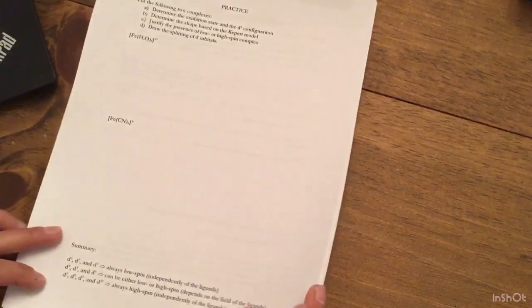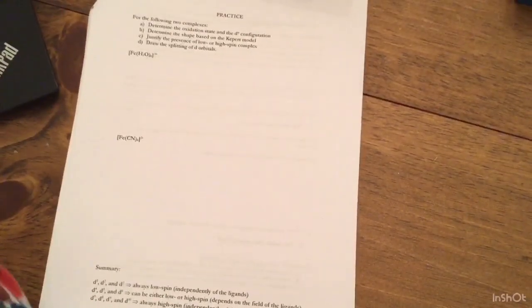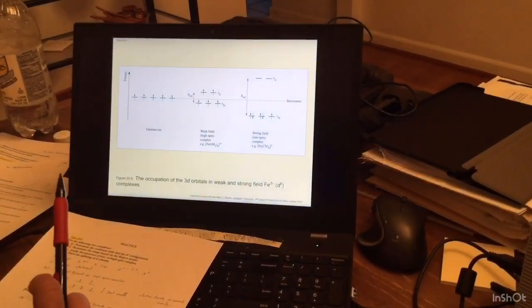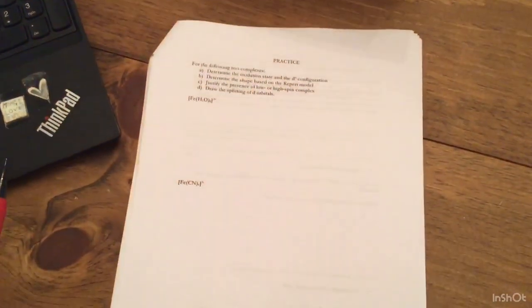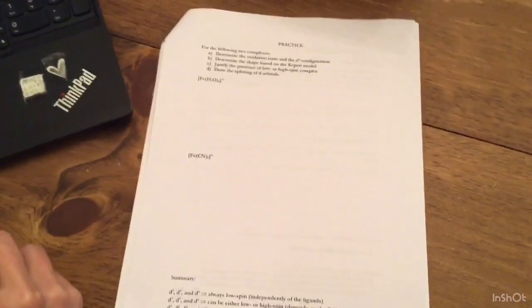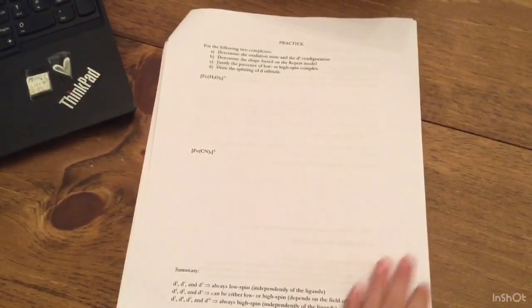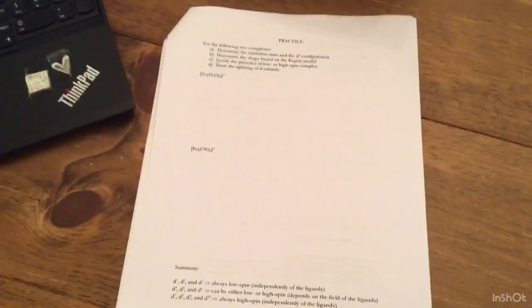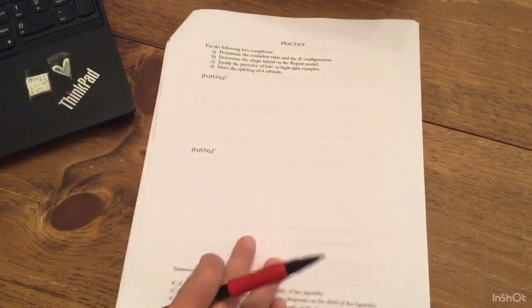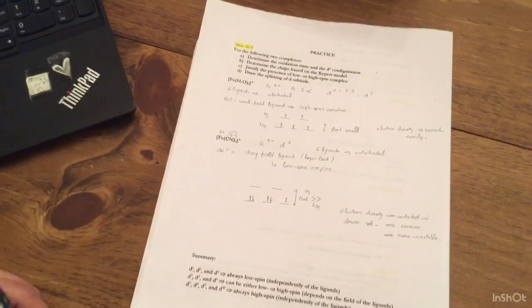So what I would like you to do, and the answer is already on the slide that I showed you earlier, is to go briefly through this practice problem, and I want you to be able to do this so that you have the answers written down and you practice. We look at the oxidation state, the DN configuration, and the shape based on the VSEPR model. Then we can look at the presence of the low or high spin complex and draw the splitting of the d atomic orbitals, right?